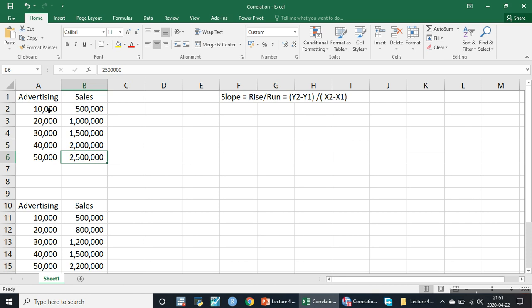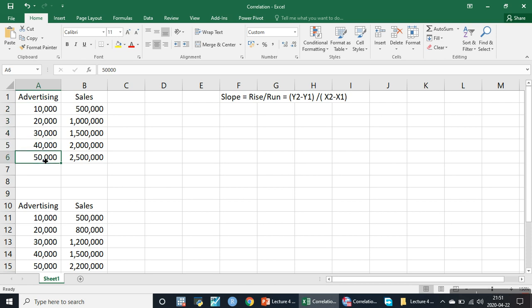If we look at this data, there is a constant change of 10,000 in the advertising, and in the sale there is also a constant change of 500,000 in the sales value. 500,000, 10,000, 15, 20, 25. Similarly 10,000, 20, 30, 40 and 50.